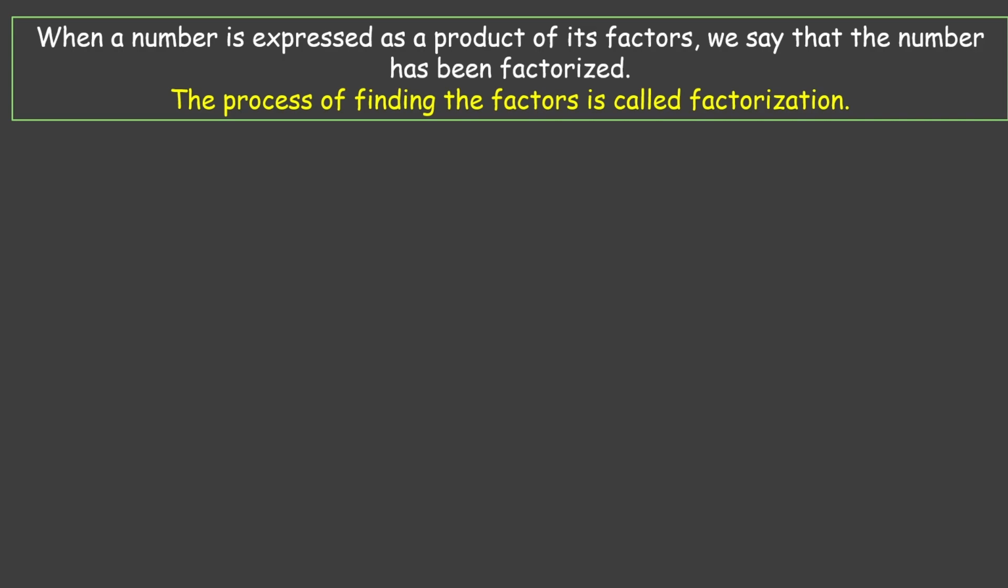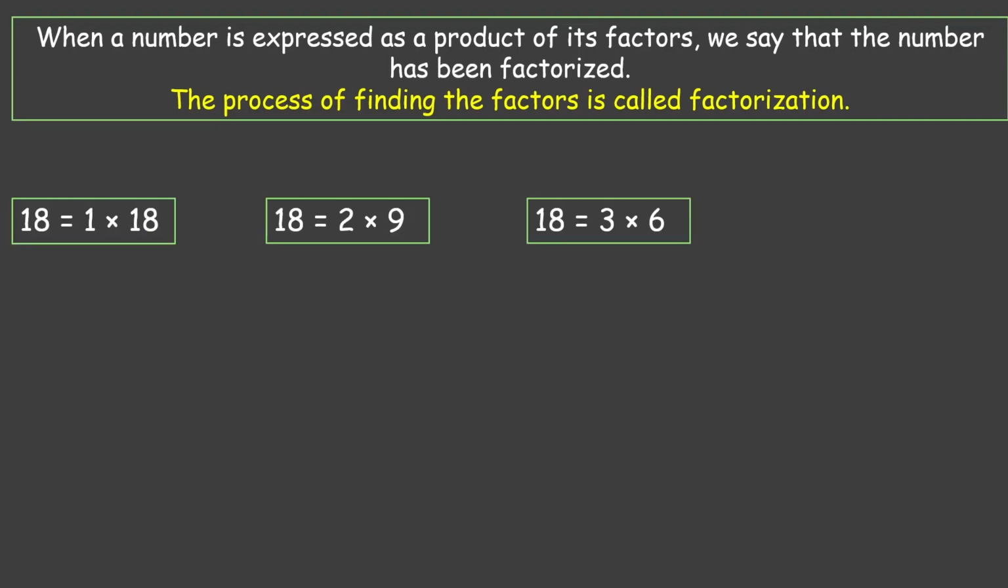Whenever a number is expressed as a product of its factors, we say that the number has been factorized. The process of finding the factors is called factorization. So these are the ways in which we have expressed 18 as a product of its factors. If you look at this one, do you think we can further break it down into smaller factors? Yes, we can. We can write 6 as 2 into 3. So 18 can also be written as 3 into 2 into 3, right?